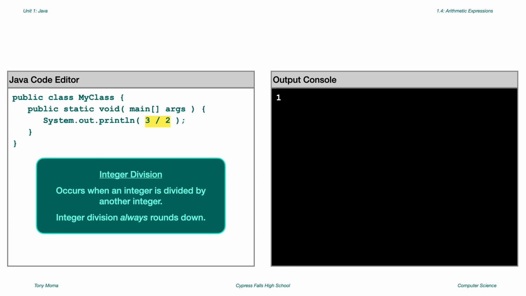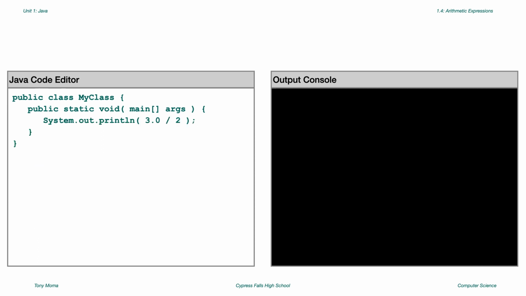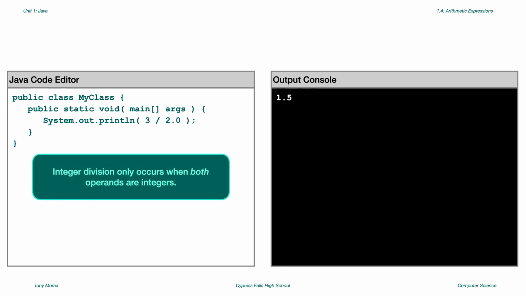Now, had we wrote 3.0 instead of 3, then we no longer are performing integer division. We're performing regular division, and thus the output would have been 1.5. Similarly, had we wrote 2.0 instead of 2, the integer division would not apply. We'd be performing regular division. Thus, 1.5 gets printed out. In summary, integer division only occurs when both operands are integers.